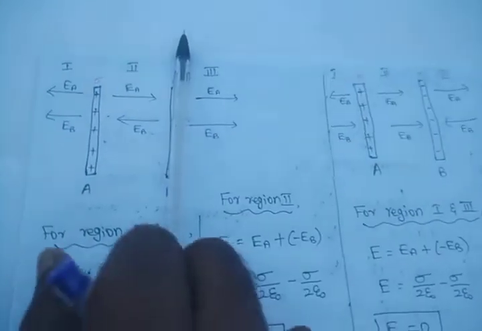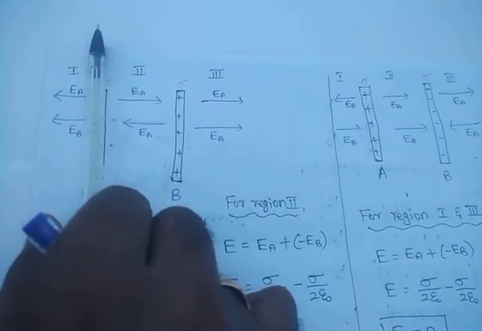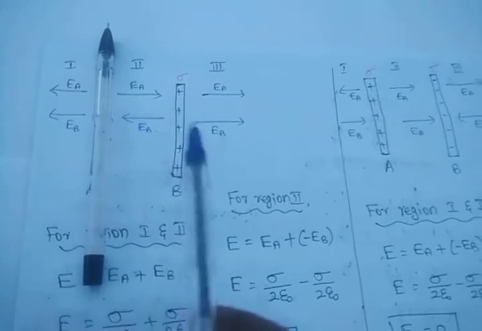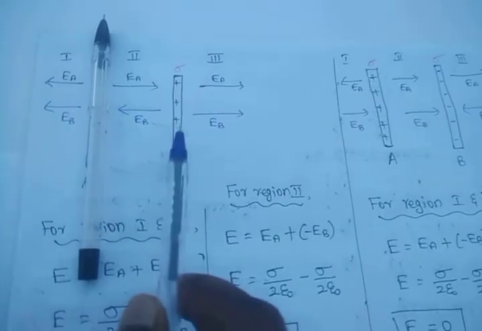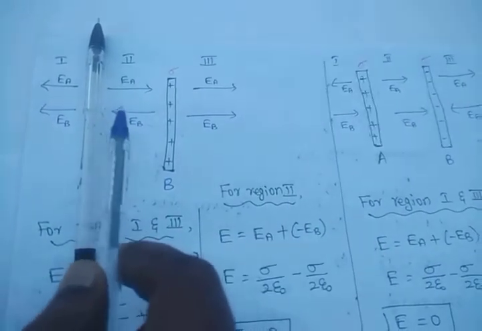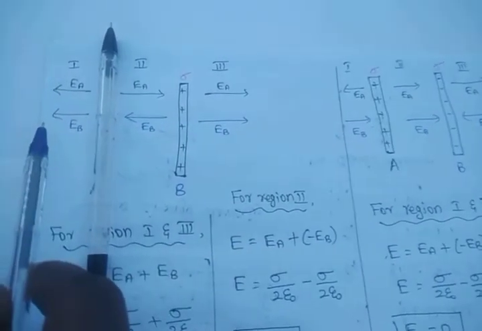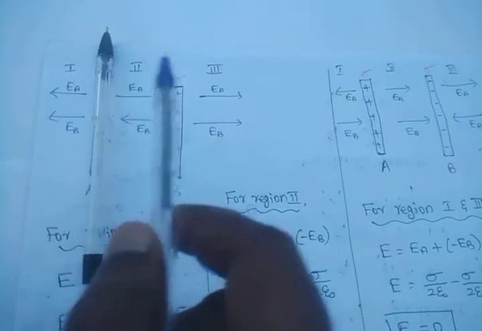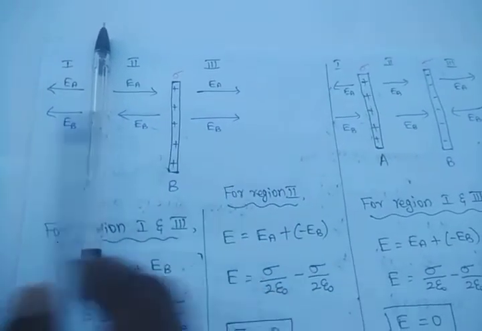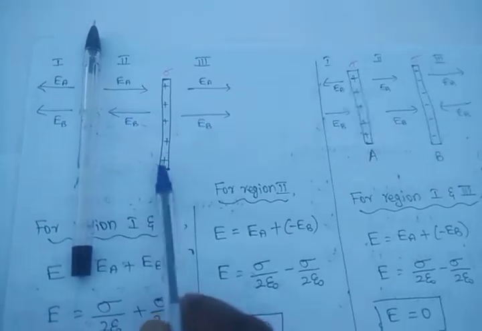But for the plane sheet B, for all the three regions, let us see that this is a positive charge, so the electric field vector will be moving outwards. This is moving outwards, this is also moving outwards, this is also moving outwards. That means for the first, second, and third region, the direction of the electric field will be in this direction for the plane sheet B.